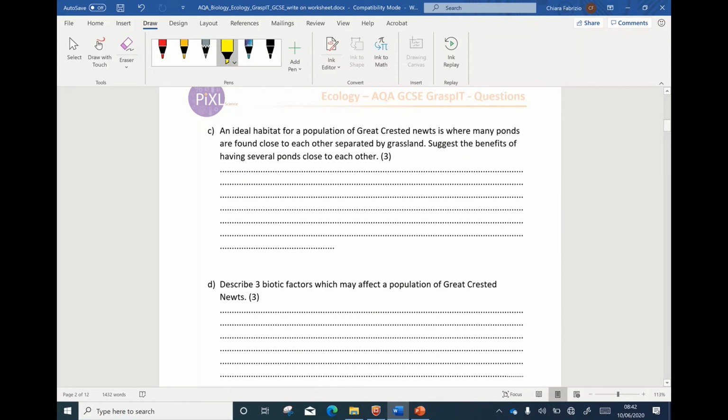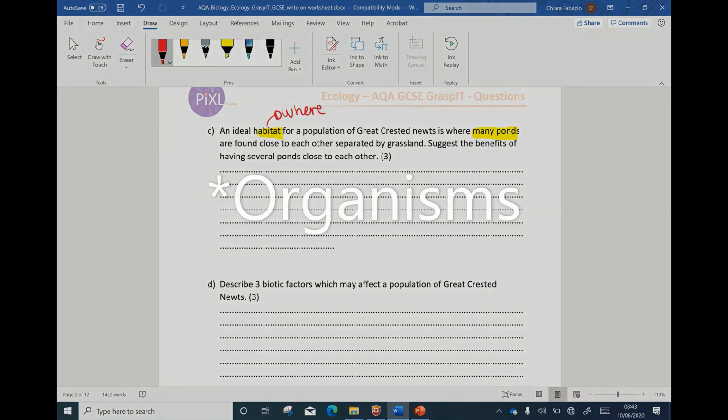Okay, question 1C says, an ideal habitat for a population of great crested newts is where many ponds are found close to each other, separated by grassland. So many ponds for the habitat. So remember, habitat means where organisms live. And a population is a lot of organisms of the same species living together.